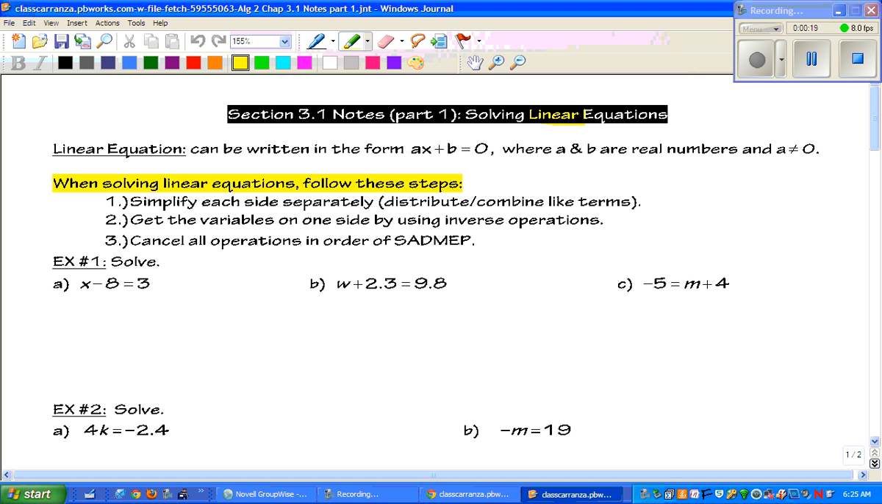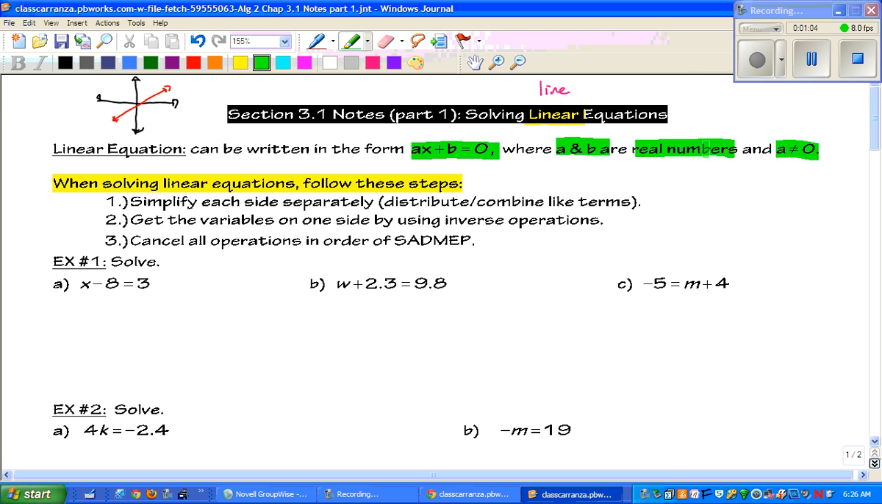Now when we're talking about linear equations, we need to talk about the word linear and what that word means. Linear means line. The type of problems that we're going to be solving, when you draw them out on a coordinate plane, if you remember, will make a straight line if we were to graph them. Linear equations can be written in the form ax plus b equals 0, where a and b are real numbers and a does not equal 0.